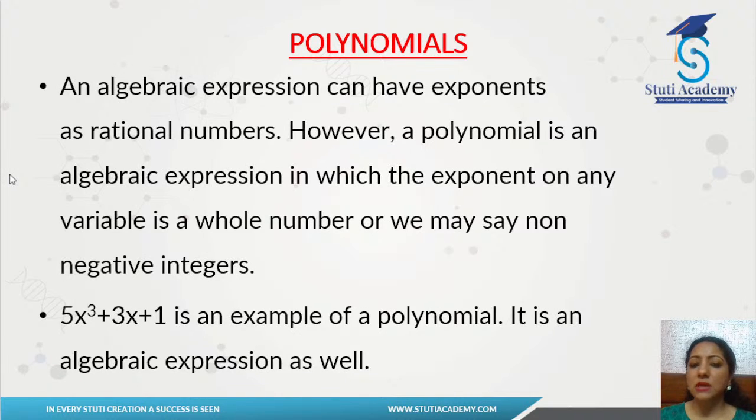Whole numbers, right, means starting from 0, 1, 2, 3, 4 and so on. So, the powers here of the variables must be whole numbers, then only we are going to call it a polynomial. If they are rational numbers, we'll call it an algebraic expression, and for polynomials, we must have the powers as whole numbers. Like we have 5x cubed plus 3x plus 1. It is an example of a polynomial. It is an algebraic expression as well. But further we can say that it's a polynomial since the variables have powers as whole numbers. We can see we have 3 here and then 1 here.